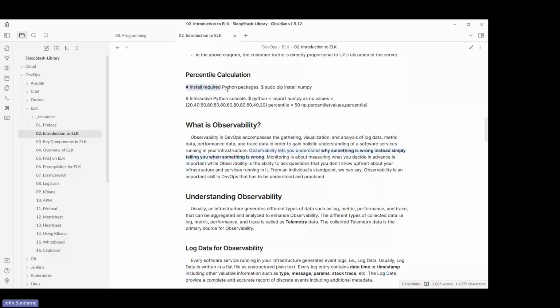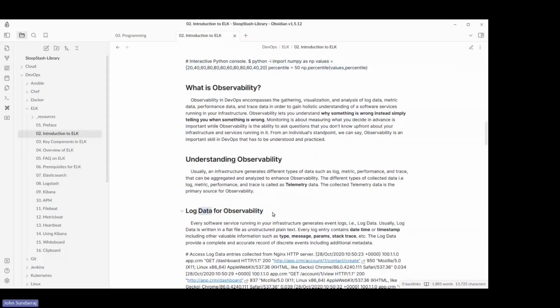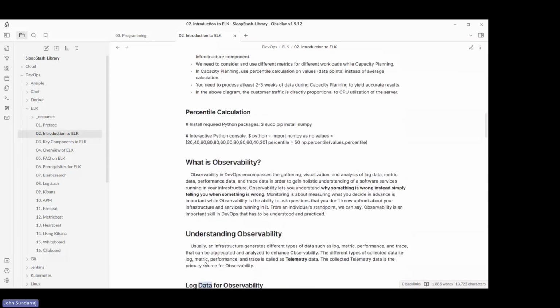I moved this content from Evernote to this markdown, which is not completely filled. Once it is, you will be able to see the code alignments properly. What I'm trying to say is this is what observability is all about. Observability means something related to the log data, to the metrics of the system, to the system traces, and to the performance. So every variety of data is what we call telemetry data.